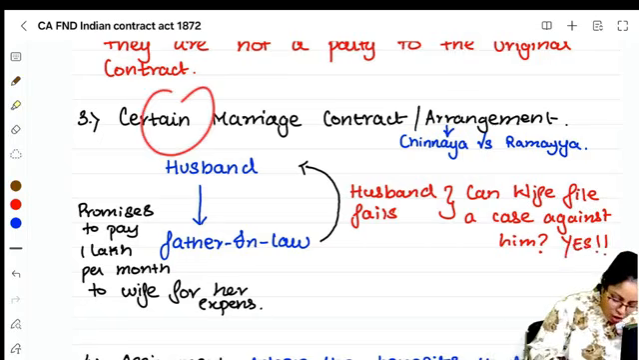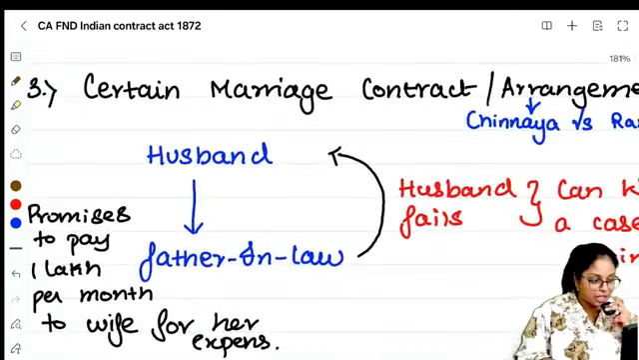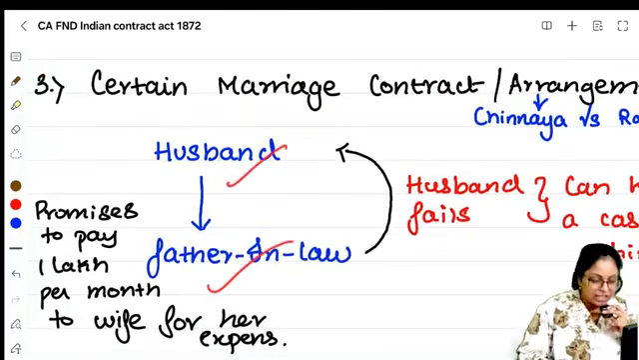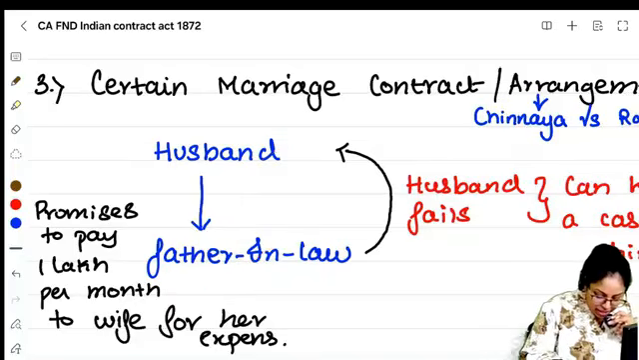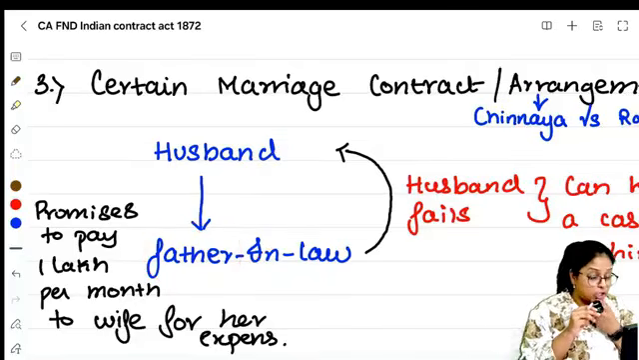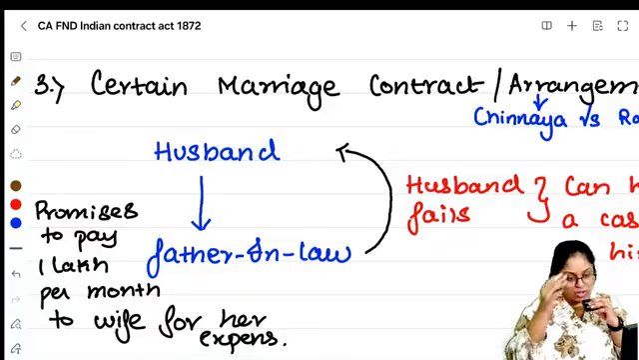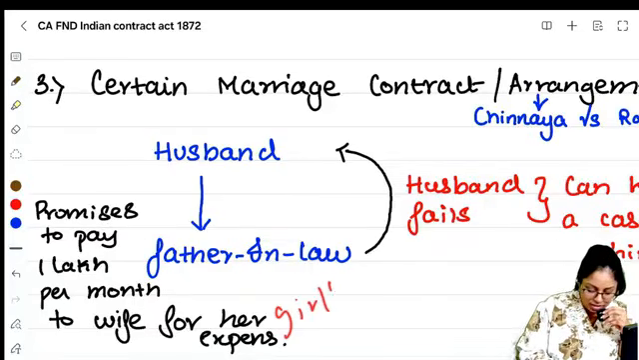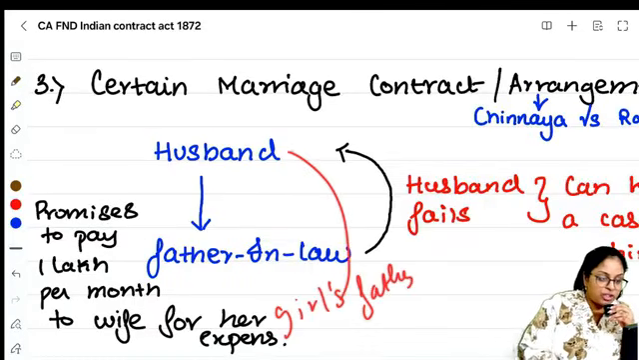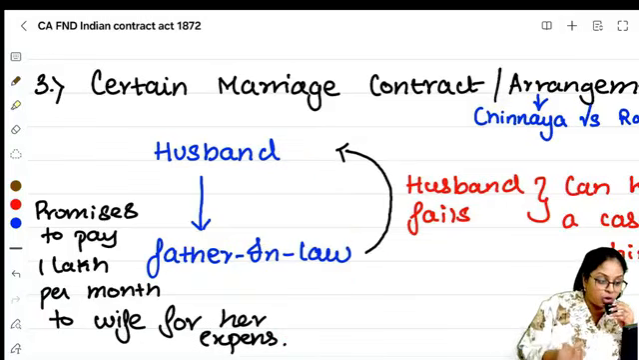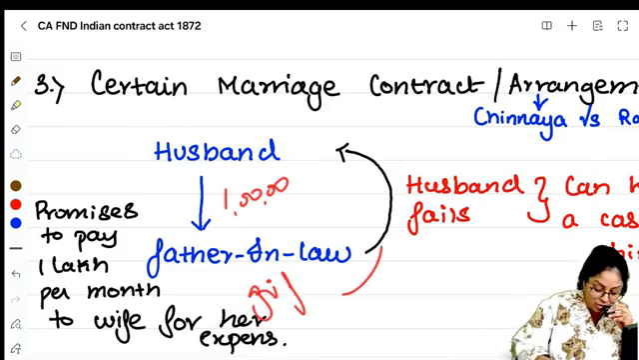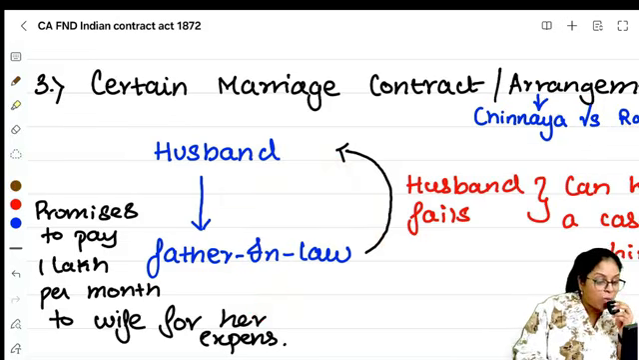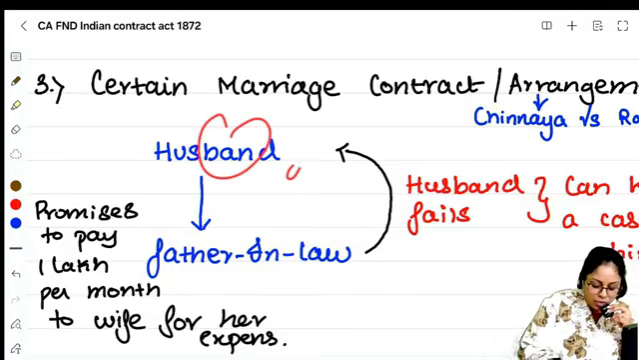Right? Next is contract of marriage. Remember I told you this example. The husband and the father-in-law entered into an agreement. The girl's father told the husband that you should pay my daughter rupees 1 lakh every month as maintenance. The husband said yes, I will pay. After that they got married.